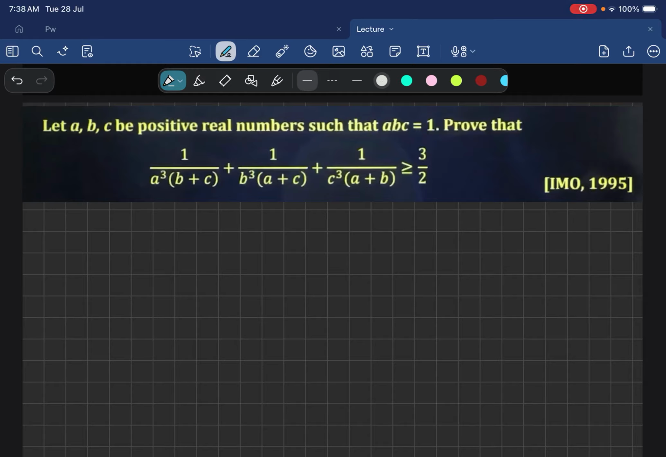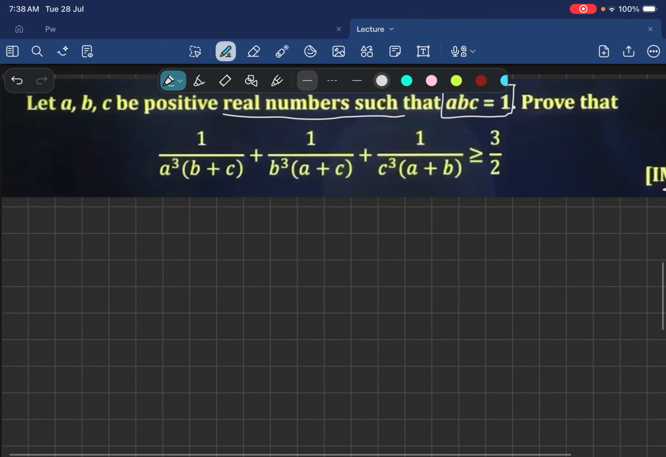Hello guys, so this is a problem from International Mathematics Olympiad 1995 and it says to prove this sum is greater than 3 over 2. Try it out and see if you can get to the solution. So it says a, b, c are positive real numbers and abc is equal to 1. Okay, this is our first hint.